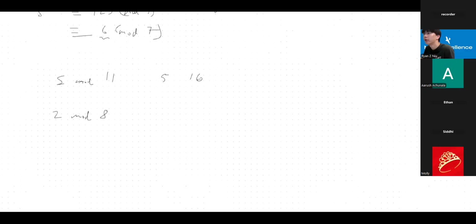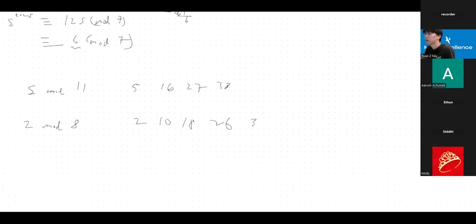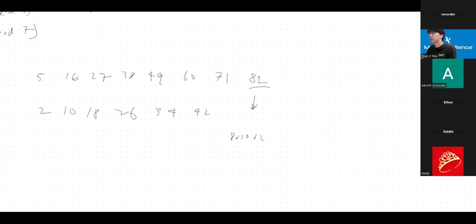Oops, that's not 21, right? So we'd go up by 11 every time. And then it'd be 2, 10, 18, 26, 49, 60, 71, 82. Oh, would you look at that? We found our answer, right? It should be 82 because 82 will also show up here, because 8 times 10 plus 2 is 2 mod 8. So yeah, there's our answer.